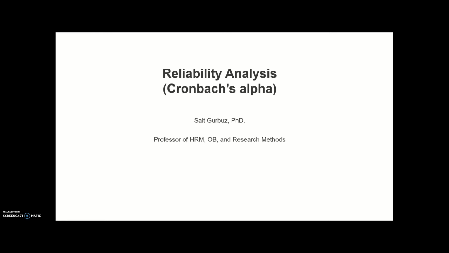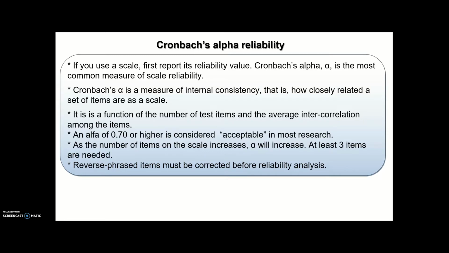In this video, I'm gonna show you how to conduct reliability analysis, namely Cronbach alpha, using SPSS. If you use a scale in your own study, you should first report its reliability value. Cronbach alpha is the most common measure of scale reliability in social sciences. It's a measure of internal consistency, that is, how closely related a set of items are as a scale. It's a function of the number of test items and the average intercorrelation among the items.